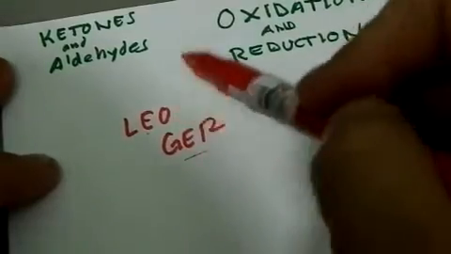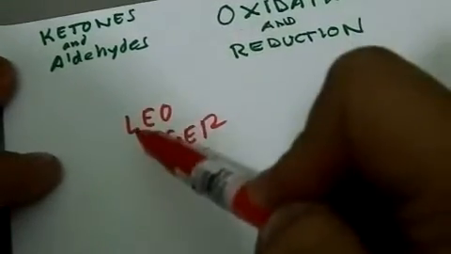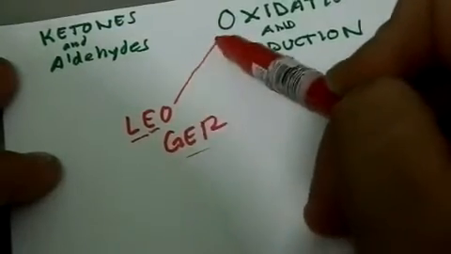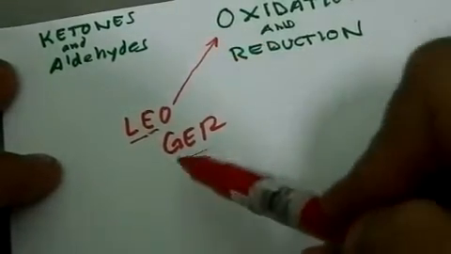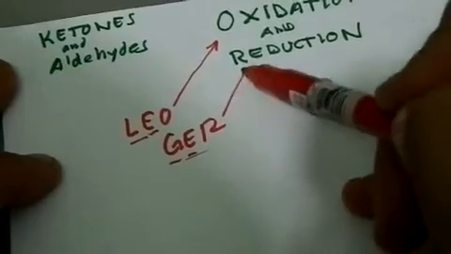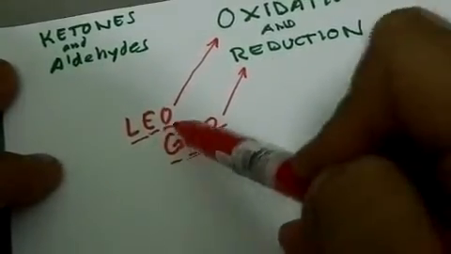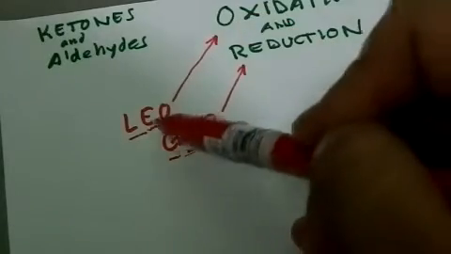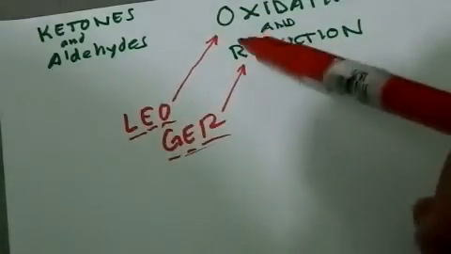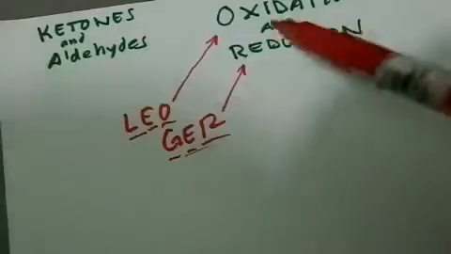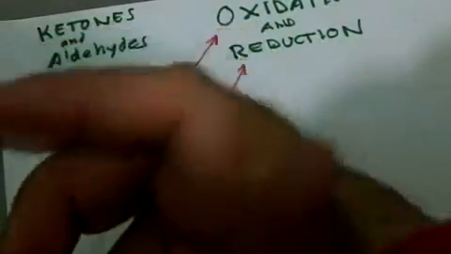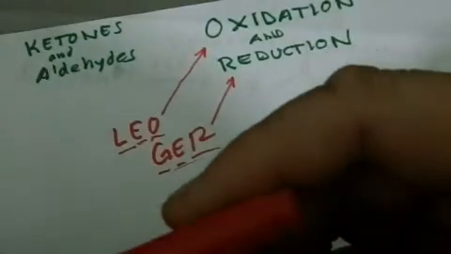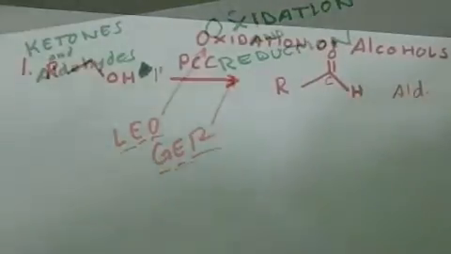So how do we use this? This helps us remember that we lose electrons during oxidation, and we gain electrons during reduction. Every time we use oxidation, we lose electrons. Every time we use reduction, we gain electrons. I hope that this will be helpful for you during this whole video and during your exams and quizzes.